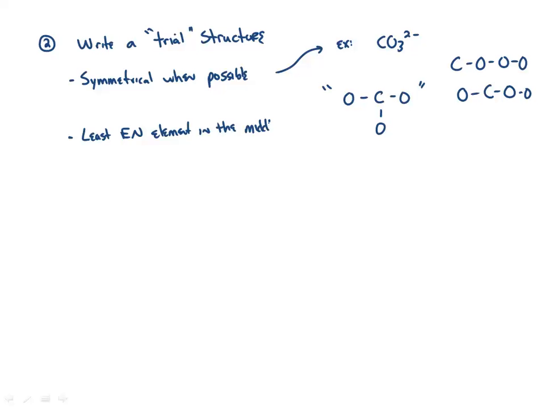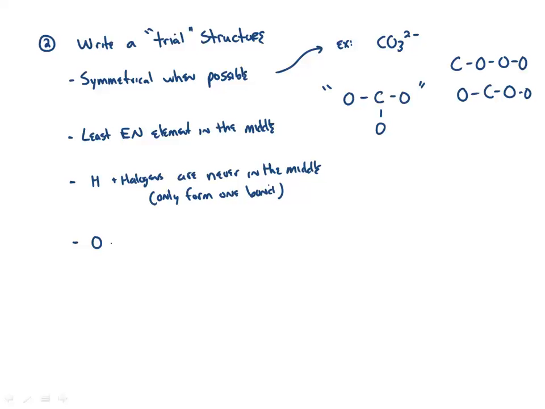Again, probably true 90% of the time. There's some cases where the least electronegative element won't be in the middle. Hydrogen plus the halogens are never in the middle, mostly because, remember, they can only form one bond. And so you can't really stick hydrogen or a halogen in the middle and have it only form one bond, because it's not really in the middle then.